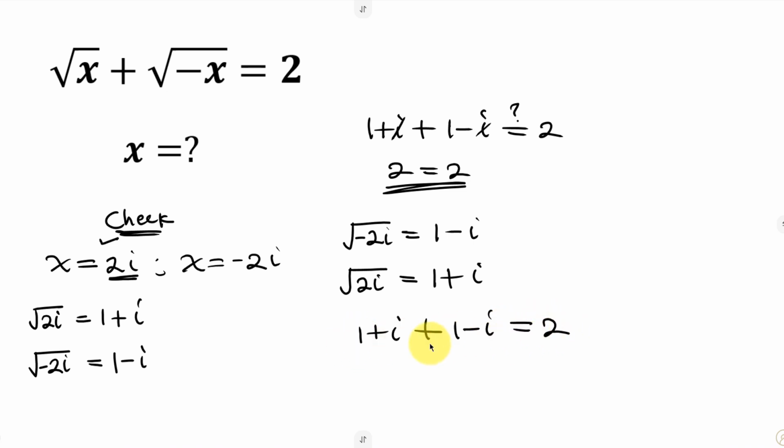Now let's add up. 1 plus 1 is 2. i minus i is gone. So we see that the left-hand side is equal to the right-hand side. And there you have it. So the values of x, which is equal to plus or minus 2i, is actually correct.